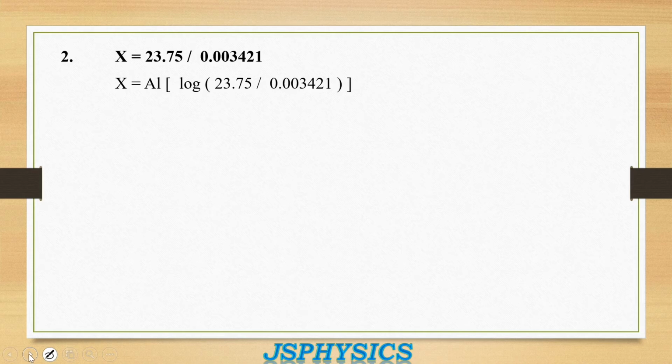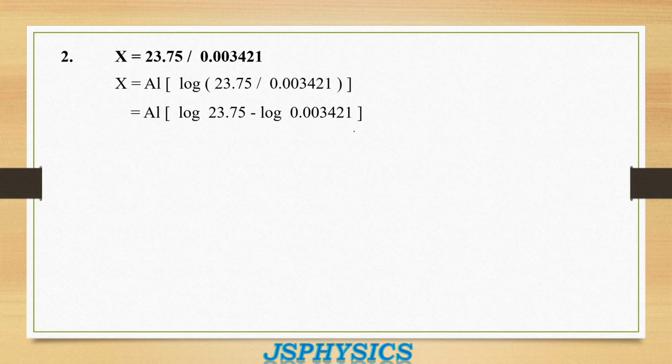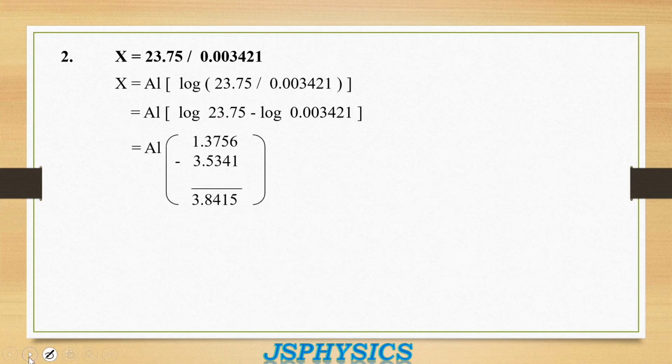As we know, the division is replaced by subtraction in logarithms. So now we'll write log of 23.75 minus log of 0.003421. Now by the usual method we'll find the log of each number. The number of digits before the decimal point is 2, and 2 minus 1 is 1. So the characteristic will be 1 for the first number.